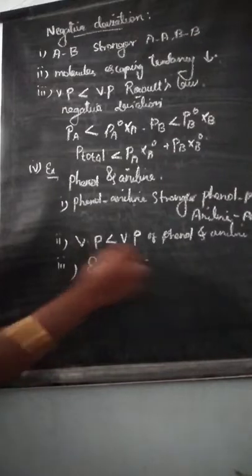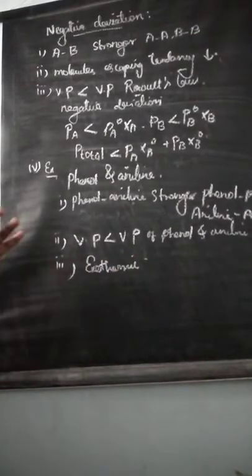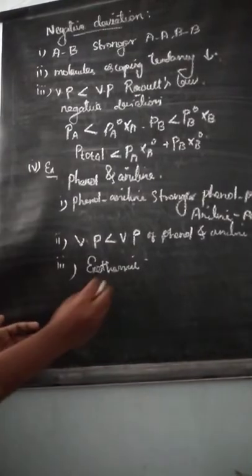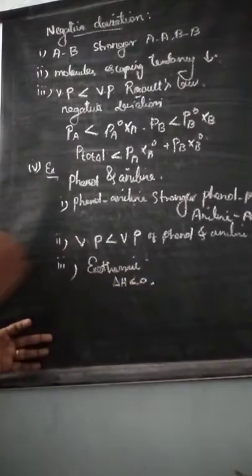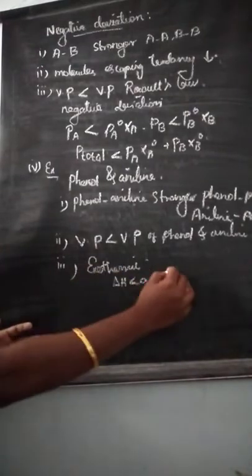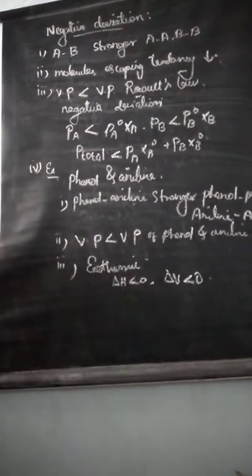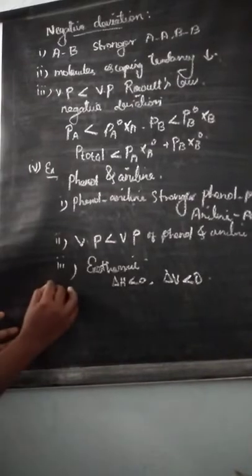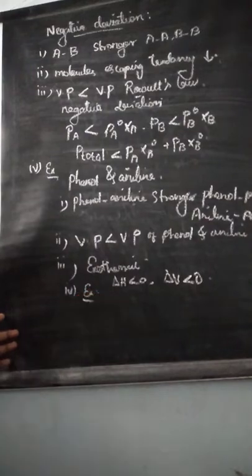In positive deviation we learned the process is endothermic, but here the process is exothermic. If the process is exothermic, delta H is less than 0. There is also a decrease in volume, so delta V is less than 0. Understand? And we can learn some more examples of negative deviation.